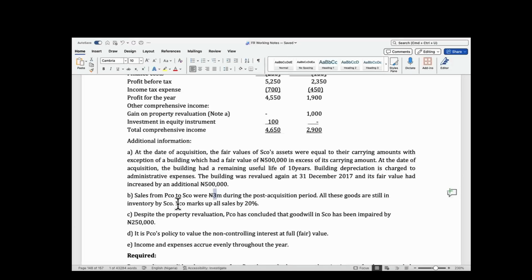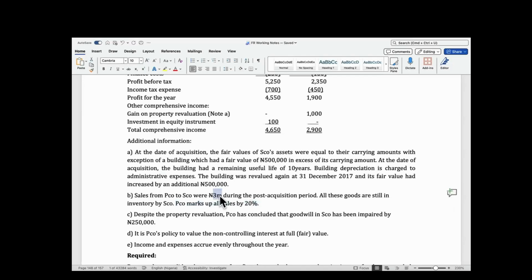It says PICO marks up sales by 20%. So that means there would be an unrealized profit that we need to eliminate by doing 20 over 120 times 3 million. Why am I doing 20 over 120? Because this 20% is markup. This 3 million is selling price.